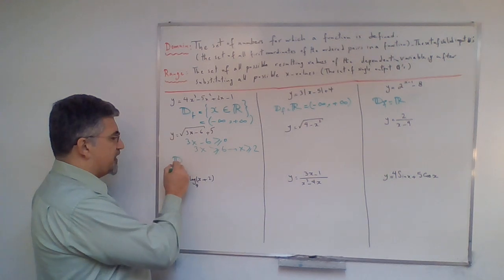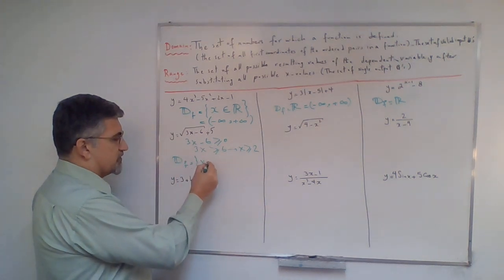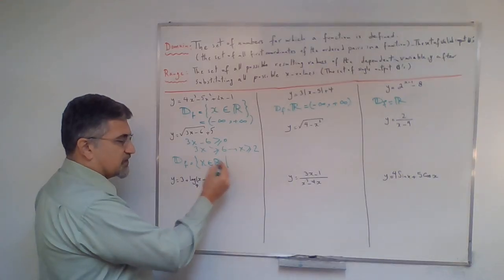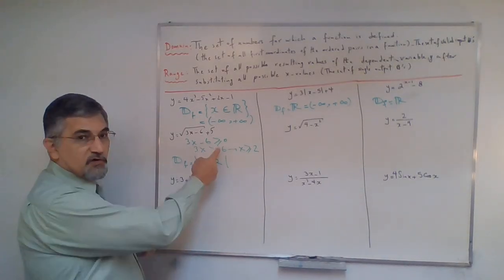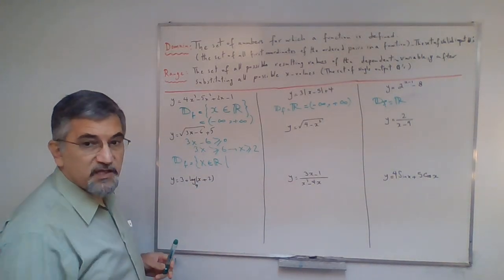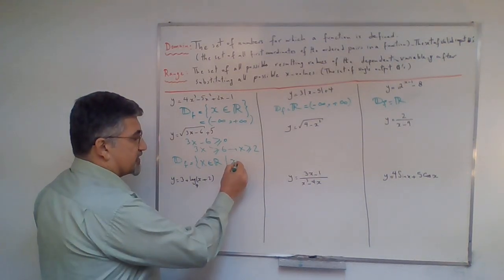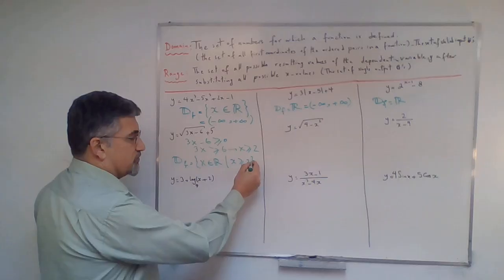Therefore, we're going to say the domain of this function is the set of all numbers like x belonging to the set of real numbers such that, this is another vertical line, a mathematical symbol, read as such that, x has to be, of course, greater than or equal to 2.